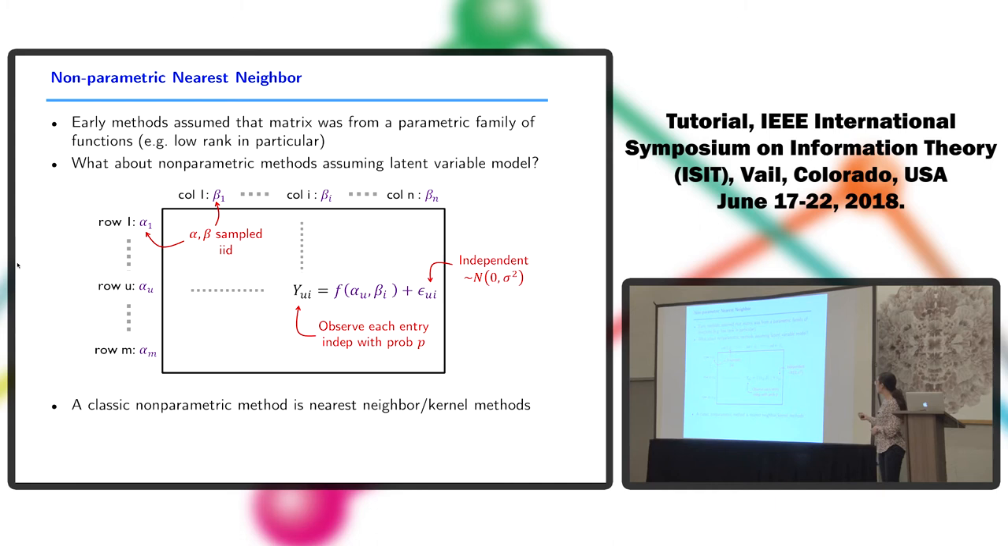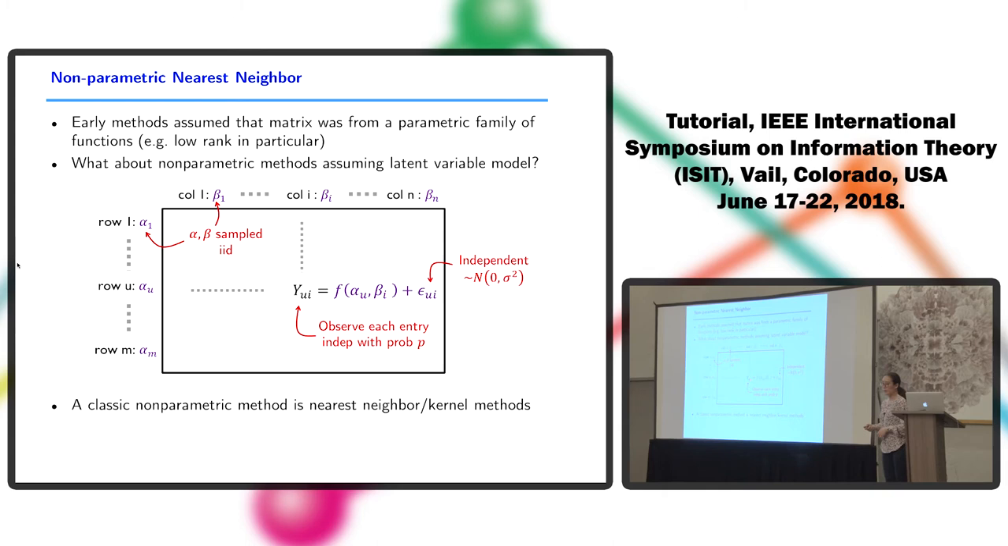And we'll just start off by assuming that this noise is Gaussian, but you can imagine other noise models as well. So if we actually observed these latent variables alpha and beta, then in fact we can apply classical nonparametric techniques, for example, nearest neighbor or kernel regression, where to predict the value of the function f evaluated at row u and column i, what I might do is look for other rows that have similar features alpha to alpha u, and I look for other columns that have similar features beta to beta i, and then I will simply average over their data points and use that to predict my output.